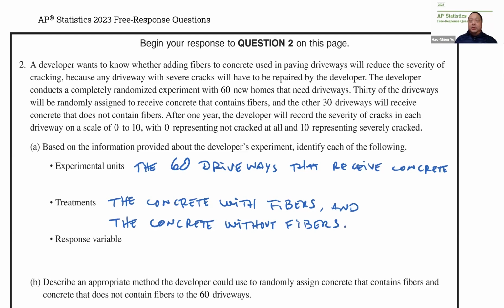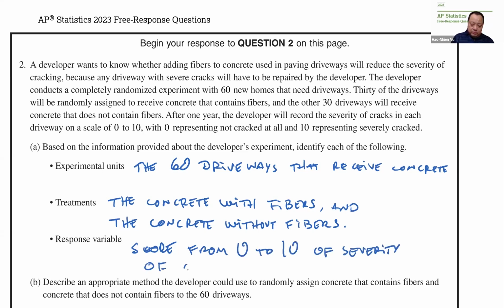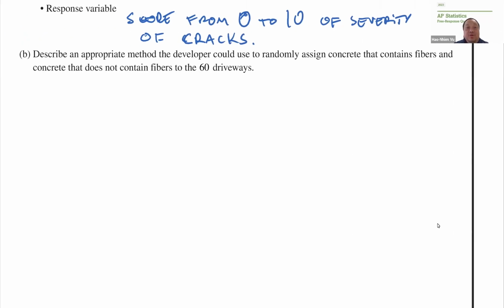And the response variable is the output from the experiment, and the output is that they record the severity of cracks, the score from 0 to 10 of severity of cracks. Part B, describe an appropriate method the developer could use to randomly assign concrete that contains fibers and concrete that does not contain fibers to the 60 driveways.